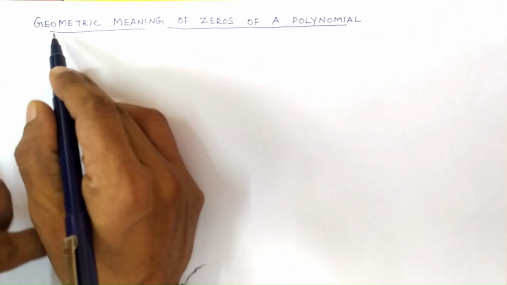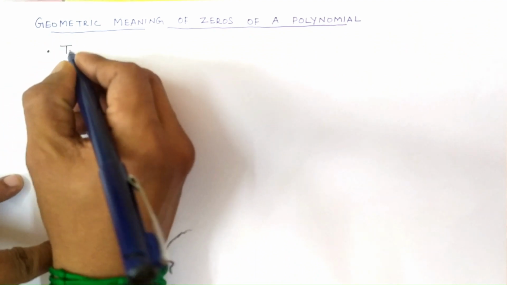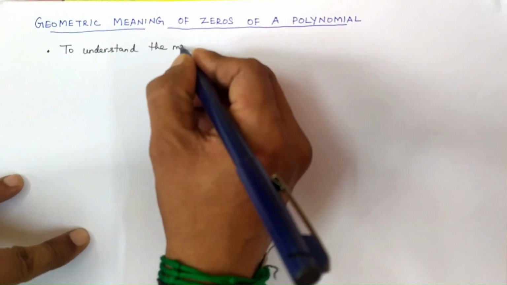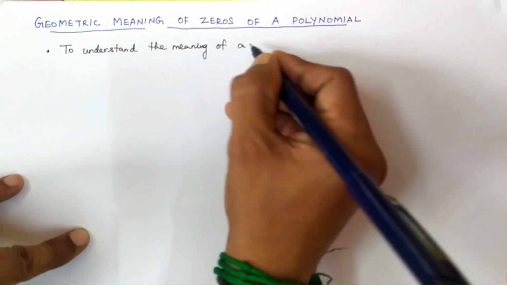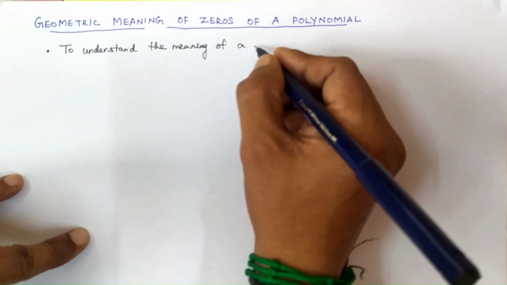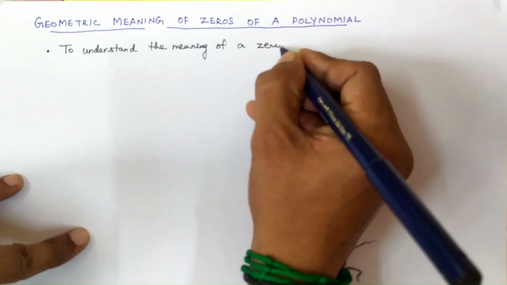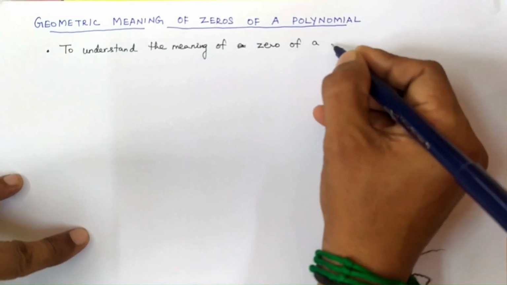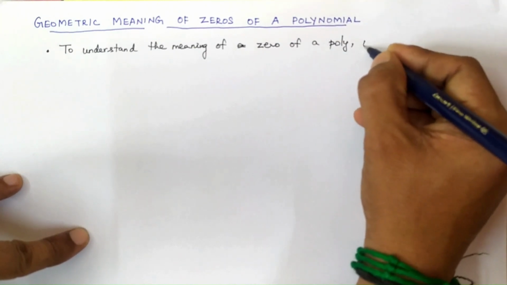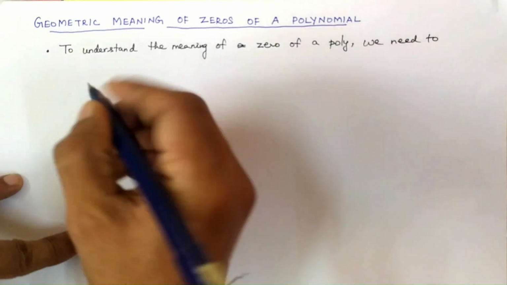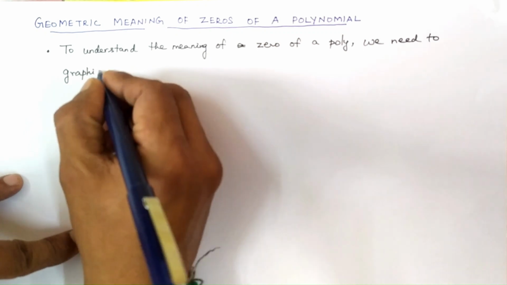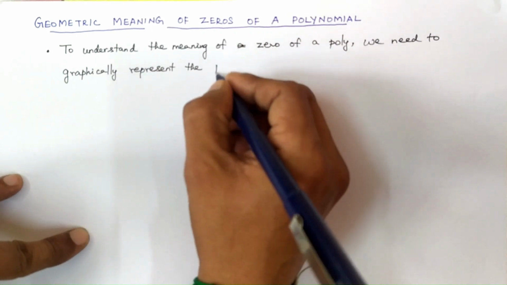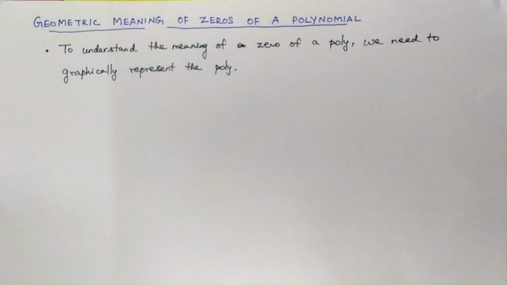So why do we need to go for the geometric meaning of a polynomial? To understand the geometry, to understand the meaning of a polynomial, to understand the meaning of a zero of a polynomial, we need to graphically represent the polynomial. So how do we graphically represent it? By taking the points.